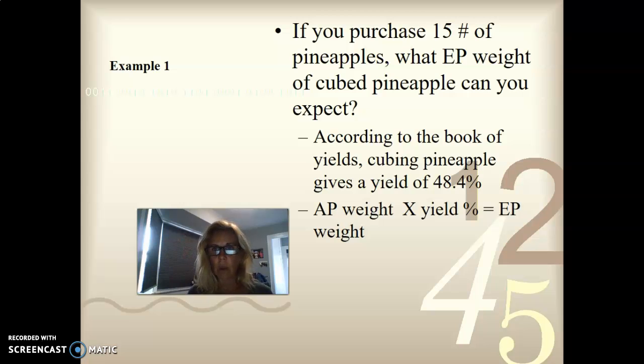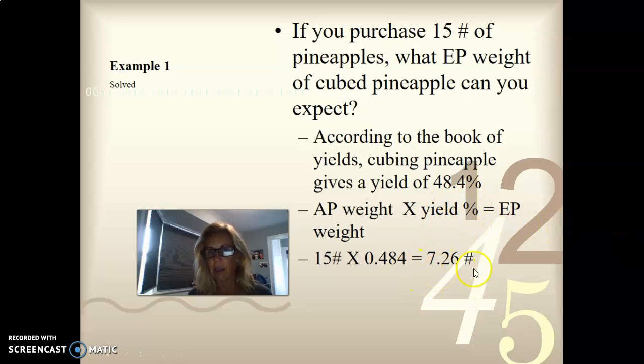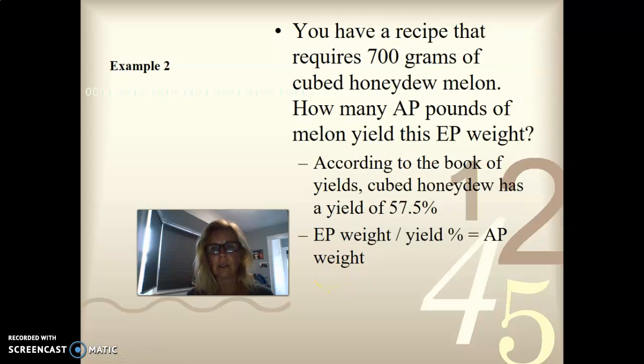So AP weight, 15 pounds times yield percent, 0.484, will tell us our EP weight, which will be 7.26 pounds. And that's about right, because 48 is about half, and 7.25 is a little less than half of 15. Let's look at another example.